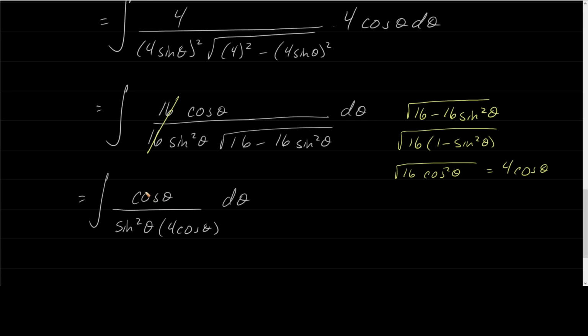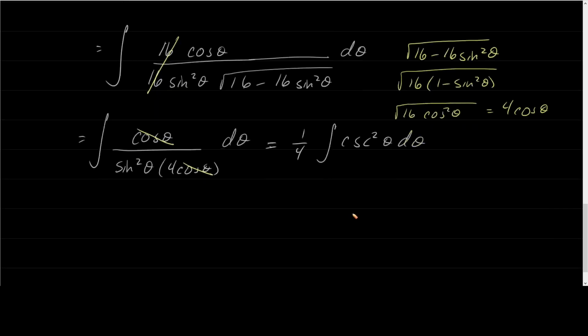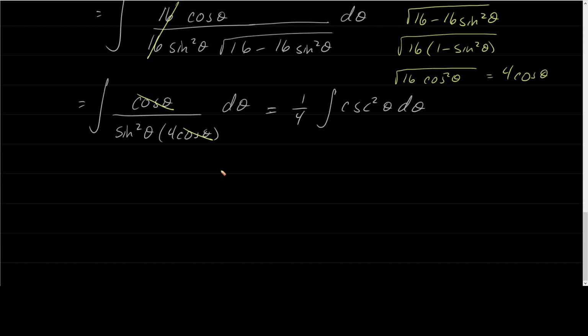From there, we see the cosines cancel each other out. So what we really have here is 1/4 times the integral of cosecant squared theta d theta. Notice I wrote the sine up to the numerator as cosecant. So I have that cosecant squared. And from there, what is the integral of cosecant squared? The integral of cosecant squared is negative cotangent. So I end up with negative 1/4 times cotangent theta plus c.